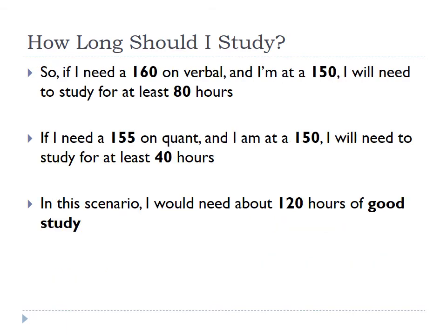So if I need a 160 on verbal and I'm at a 150, I'm going to need to put in 80 hours. If I need a 155 on quant and I'm at a 150, I'll need to study for 40 hours. So in this scenario, overall, I'd have to put in about 120 hours of good studying, smart studying, using distributed practice, cramming at the right moment, good materials, in order to get to where I want to go.